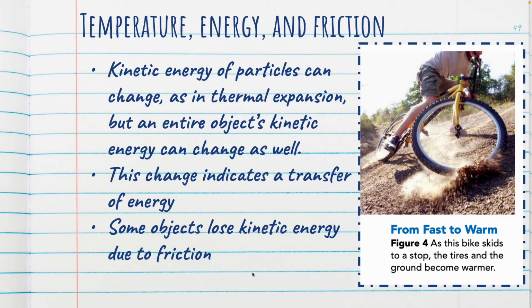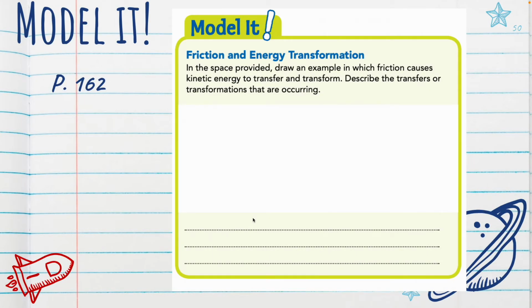Not going to be destroying any energy, remember, because of the law of conservation of energy. All right, so on page 162, for the Model It in the space provided, draw an example in which friction causes kinetic energy to transfer and transform. There are so many examples that we can use. They used a bike. Don't use a bike. Let's try to think of something different.